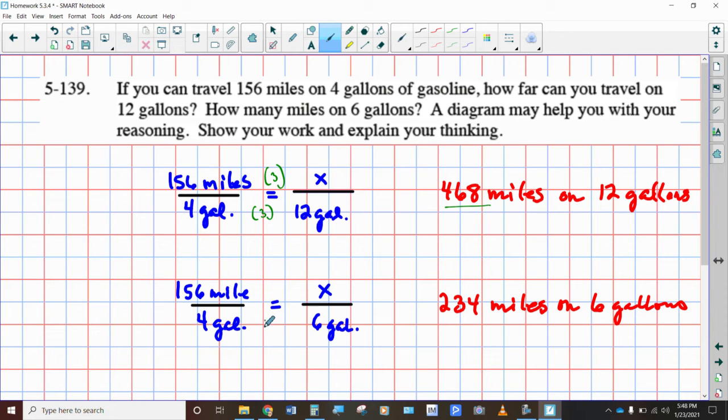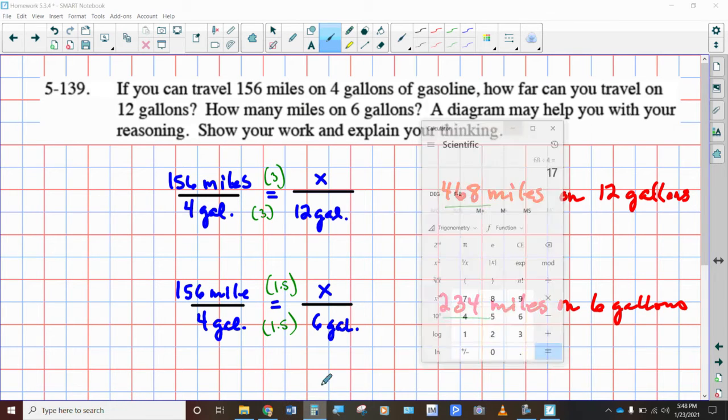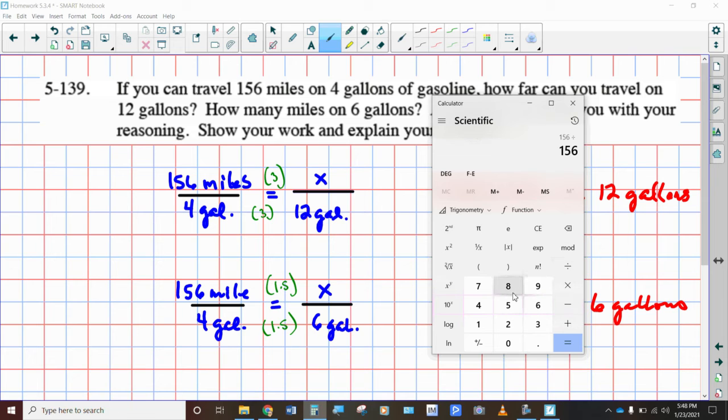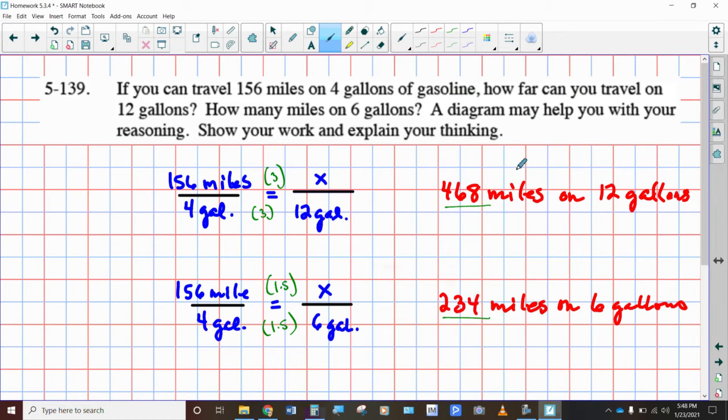If you know that you multiply 4 times 1.5 to give you 6, you can multiply 156 times 1.5, and that would give you our answer of 234 miles. Now, let's see what the unit rate is. What is 156 divided by 4? 39. So in this situation, y is equal to 39 times x, where 39 is the unit rate, the number of miles per gallon, and x is the total number of gallons used. So y would end up being the total number of miles that you can get on x number of gallons.